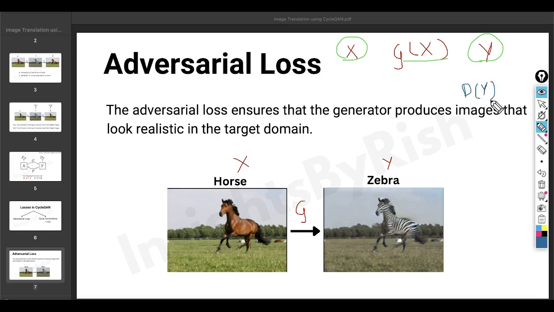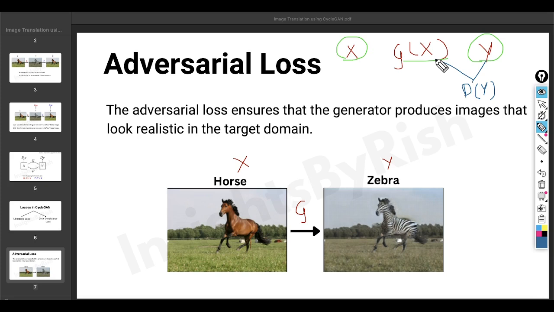This discriminator DY tries to distinguish between the original images of zebra and the fake images of zebra, which is an output of generator G. Now here comes adversarial loss into picture. The adversarial loss helps us to distinguish between the original images from a domain and the generated images. Depending upon this adversarial loss, we try to improve our generator to generate more realistic images where the discriminator is actually not able to distinguish between both the real and fake images.